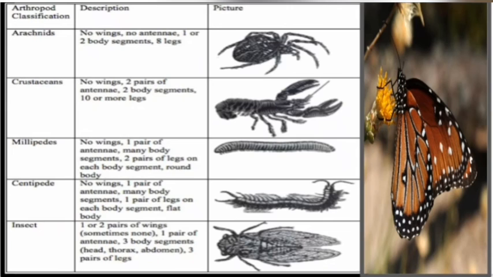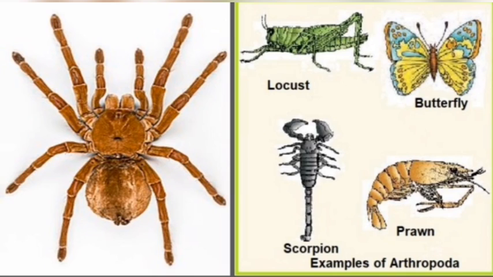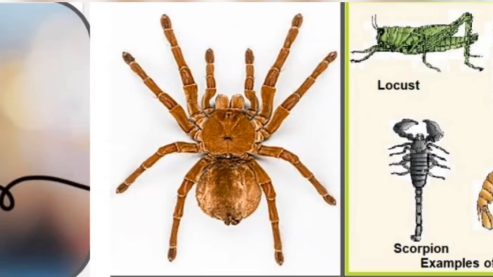Here you can look at this slide where arachnids, crustaceans, millipedes, centipedes and insects are given with some description. Arachnids have no wings, crustaceans no wings, millipedes no wings, centipedes no wings. What about the insects? They have 1 or 2 pairs of wings, or sometimes none also. These are the characteristics you can note down. You can look at the examples: locust, butterfly, scorpion, prawn, spider. All these are examples of Arthropoda.